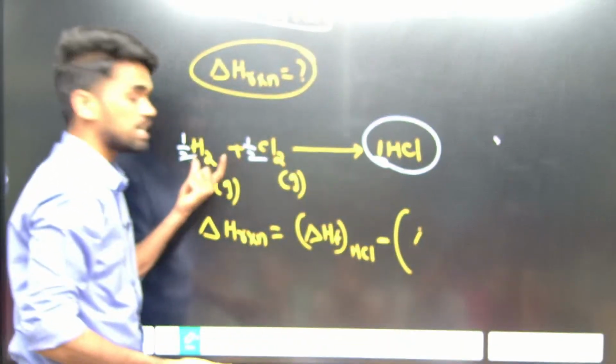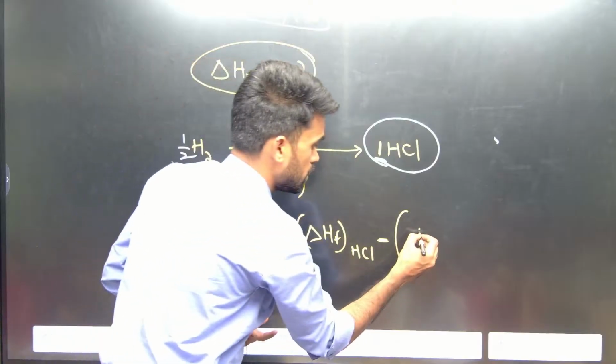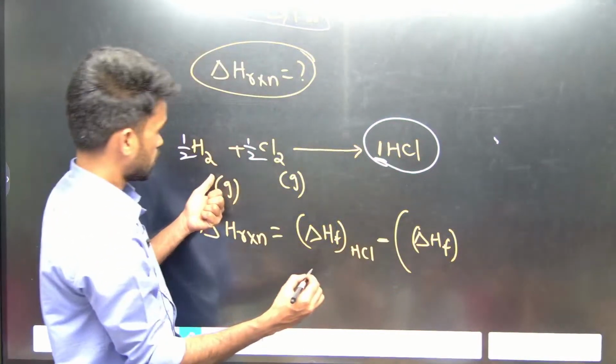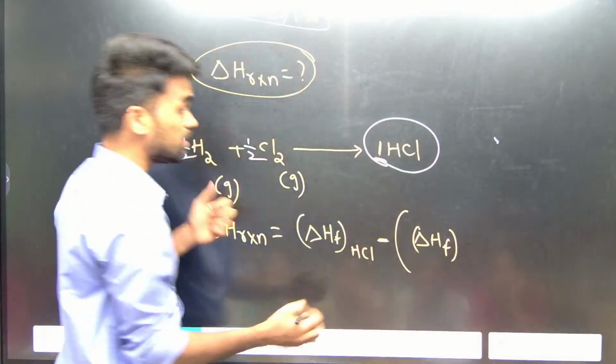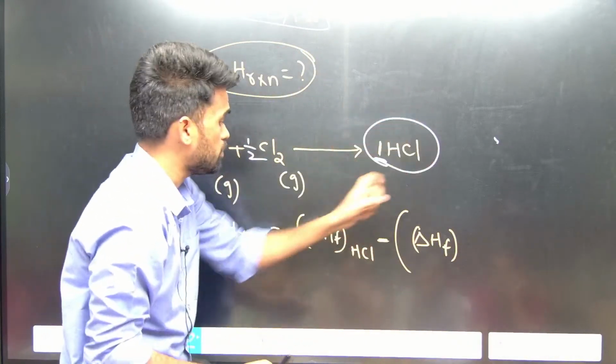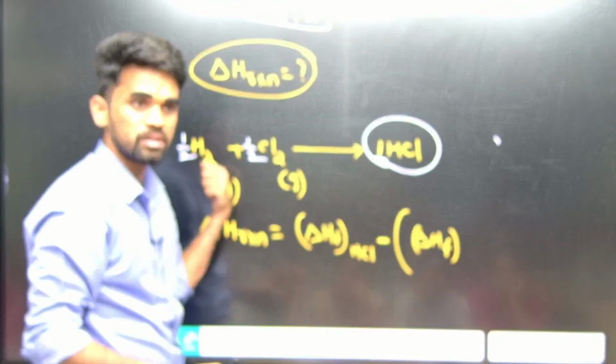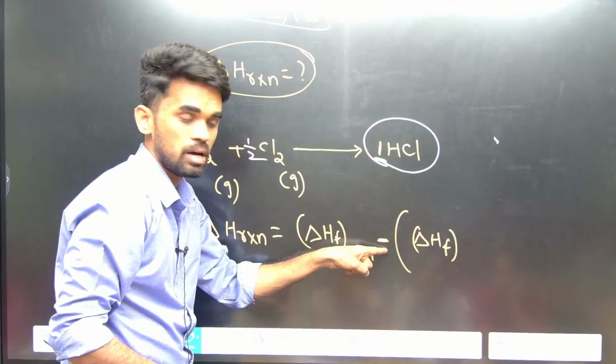Okay, but these are deforming now. So what should I use here? Minus the enthalpy of formation of... See, if it is forming, I should use the plus symbol. But is this forming or deforming? That's why I am using minus.